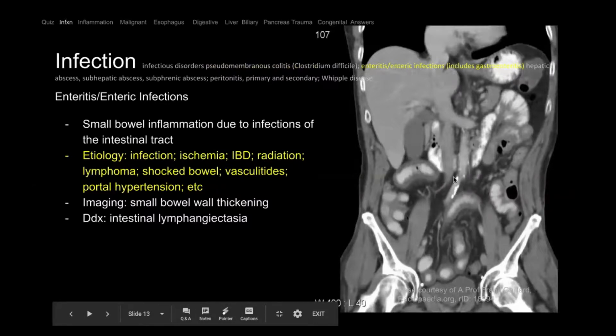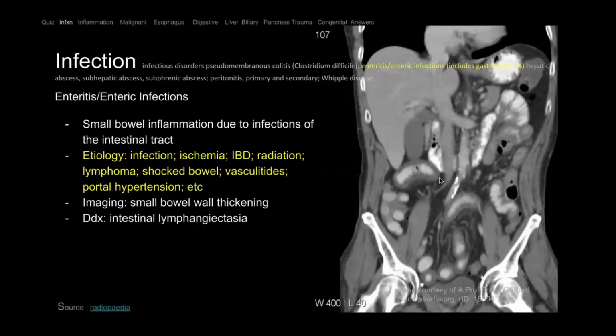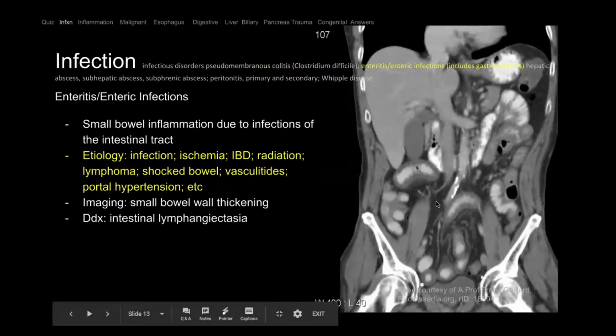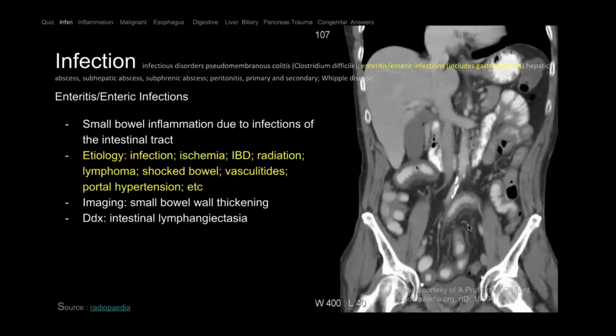So this is what we see with inflamed bowel, and that condition is called enteritis. And enteritis can be from different causes. It's infection, ischemia, but then also radiation. People who've had prior radiation therapy will get radiation enteritis, and shock bowel, just from hypoperfusion.